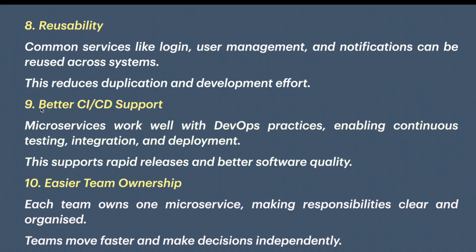Better CI/CD support. Microservices work well with DevOps practices, enabling continuous testing, integration and deployment. This supports rapid release and better software quality. That means better CI/CD support is also available in microservices architecture. If you want to change any logic in one microservice, you can change it, test it, and deploy that microservice individually. You can use Docker, GCP, Kubernetes, and AWS for CI/CD to deploy your microservices application.